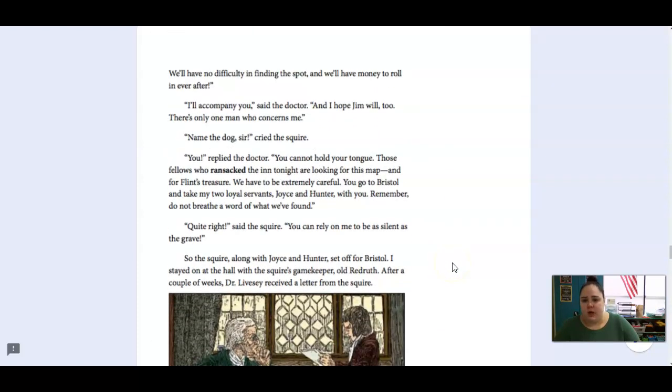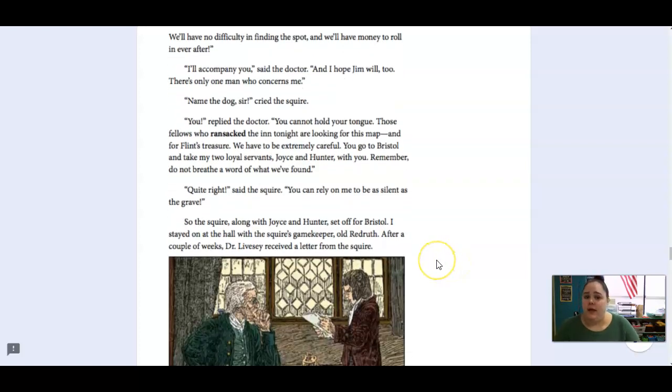"We'll have no difficulty in finding the spot, and we'll have money to roll in ever after." "I'll accompany you," said the doctor, "and I hope Jim will, too. There's only one man who concerns me." "Name the dog, sir," cried the squire. "You," replied the doctor, "you cannot hold your tongue. Those fellows who ransacked the inn tonight are looking for this map and for Flint's treasure. We have to be extremely careful. You go to Bristol and take my two loyal servants, Joyce and Hunter, with you. Remember, do not breathe a word of what we found."